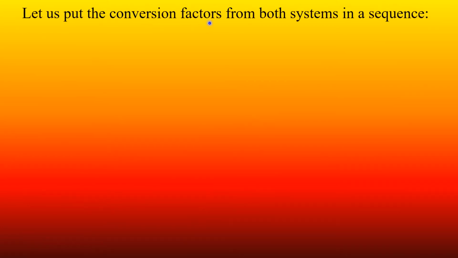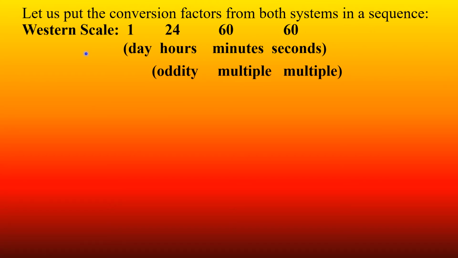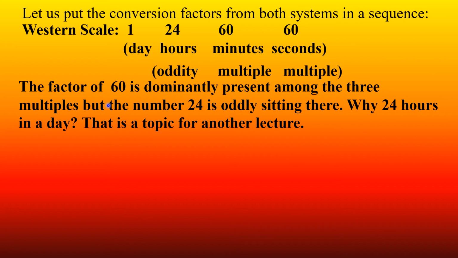Let us put the conversion factors from both systems in a sequence. Western scale gives 1, 24, 60, 60: a day, hours, minutes, seconds. The factor of 60 is dominantly present among the 3 multiples, but the number 24 is oddly sitting there. Why 24 hours in a day? That is a topic for another lecture.